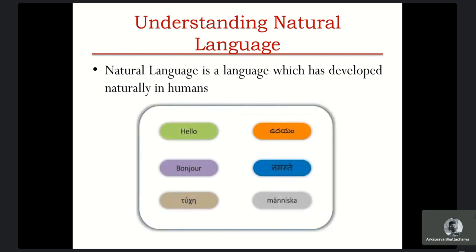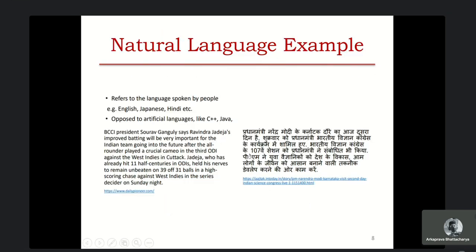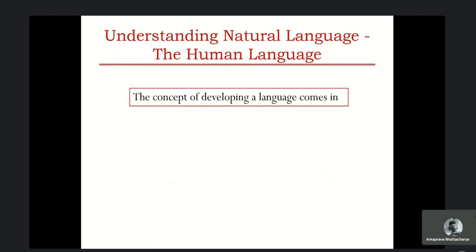You can see languages like English, Hindi, Telugu, French, or any of the numerous languages which have developed naturally in humans. Here you can see a text which on one side is written in English, which has been converted into Hindi.